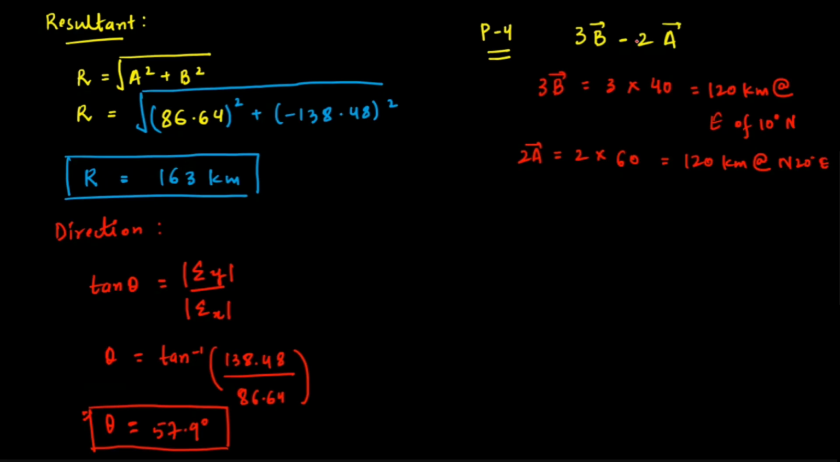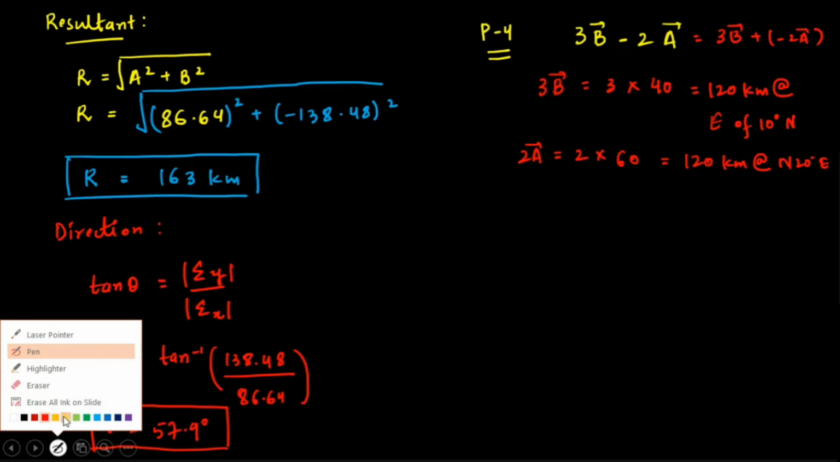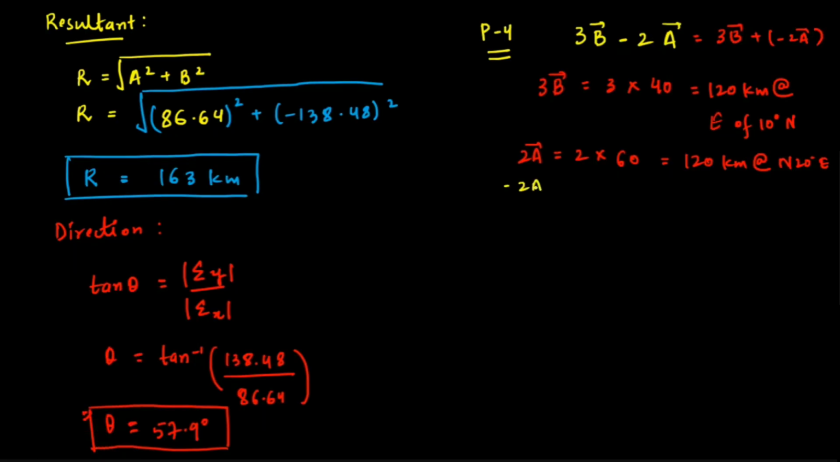Now, as you can see here, it is negative. So I can write it as 3b plus negative of 2a. So what we actually need is negative of 2a. Negative of 2a is going to be 120 kilometers at, now just think of the direction which is exactly opposite to 20 degrees north of east, or you can say north 20 degrees of east. It'd be south 20 degrees of west. Correct. You got it right.